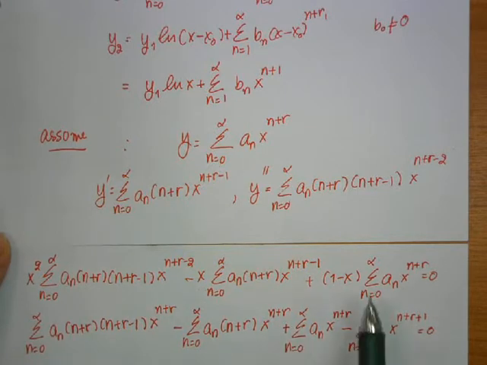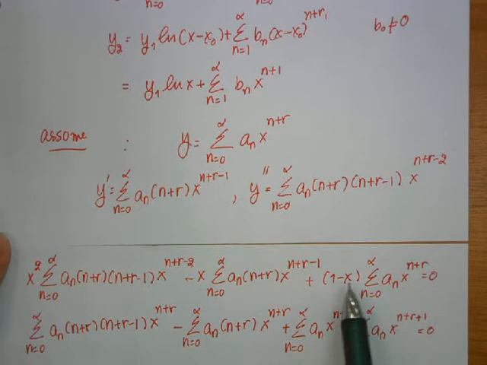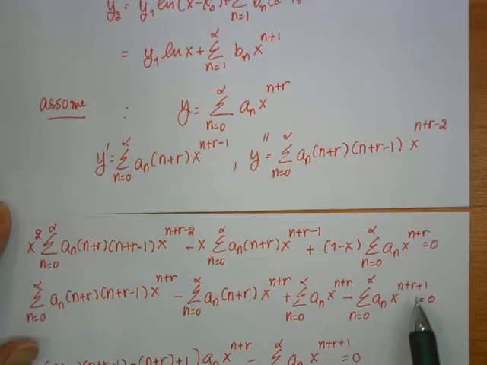This one, you have two terms, right? First term is summation of an x to the power n plus r. And the second term is minus x times summation of an x to the power n plus r. Now your x here combined with term of x to the power n plus r, you got x to the power n plus r plus 1.